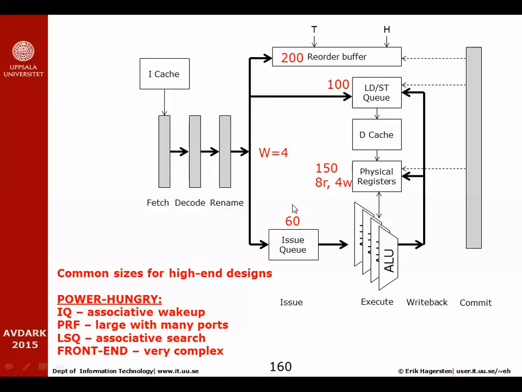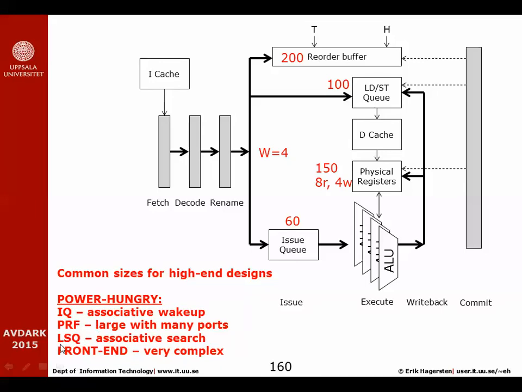The issue queue may be the most power-hungry of them all. It's the associative wake-up. 4 instructions are completed per cycle, which means that all 4 of them must broadcast their register identity, and there could be 60 instructions waiting that possibly match any of those 4 completed destination registers in the very same cycle. Very power hungry. The physical register file is also power hungry, mostly because there are many read and write ports, and also because the number of registers is quite high.